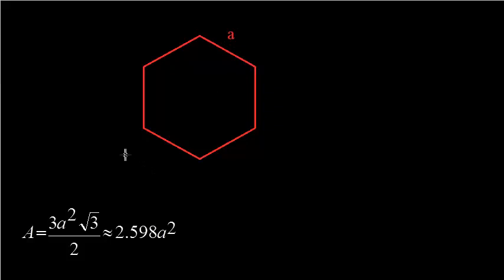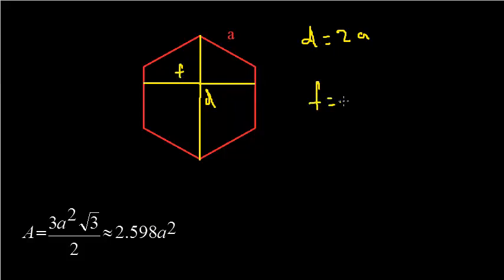Some more measurements of the hexagon. The distance from one point to the opposite point, we'll call that d. D is always twice the length of a, so d is equal to 2a. However, the distance from one side to the other, we can call this f.